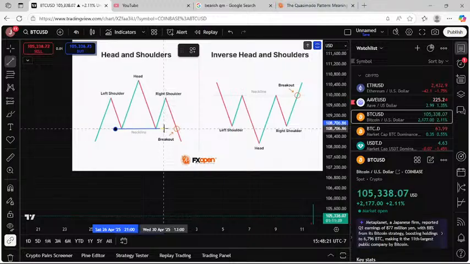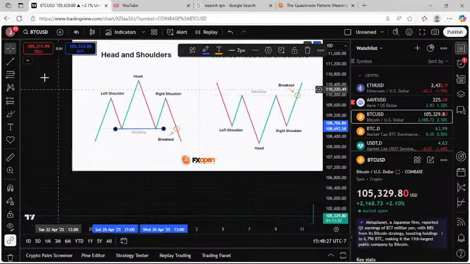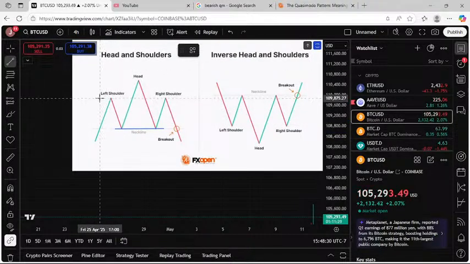There we go. Got to be precise here. Don't want to be sloppy. So you have your neckline, right? Your shoulders are also going to be equal in height to verify structure.